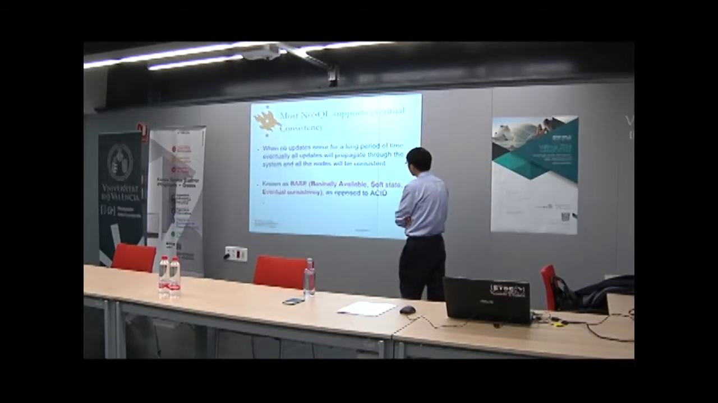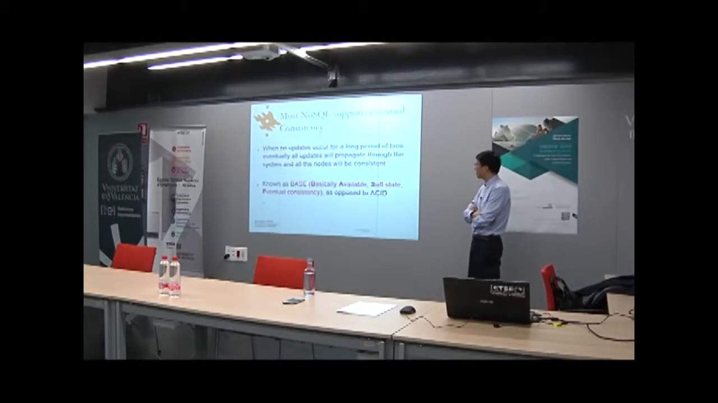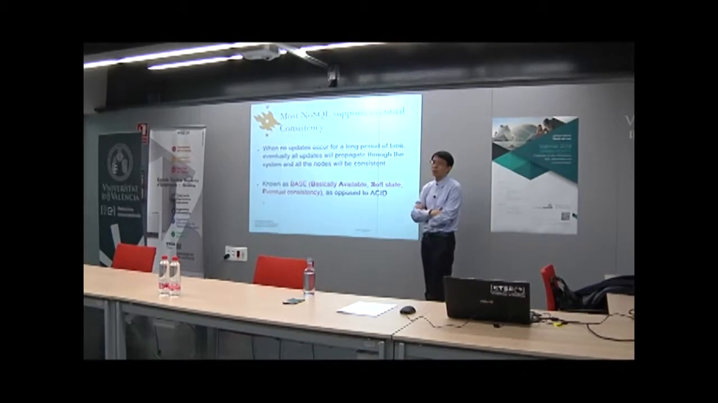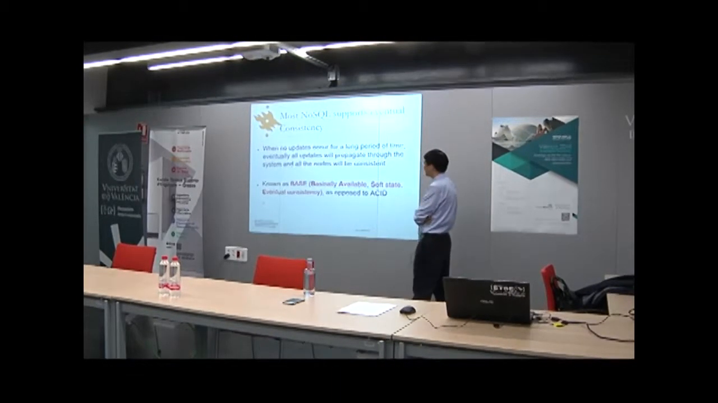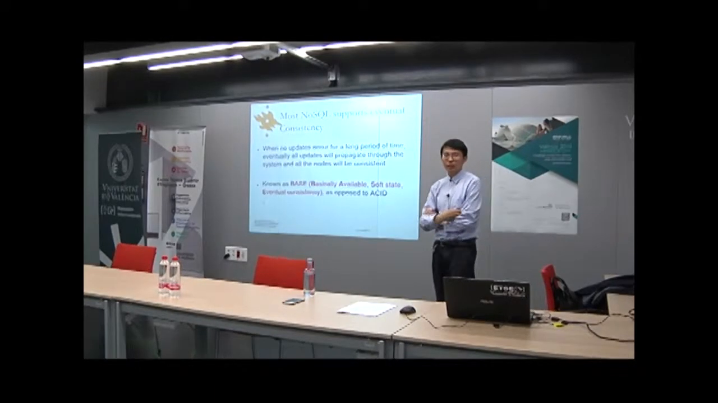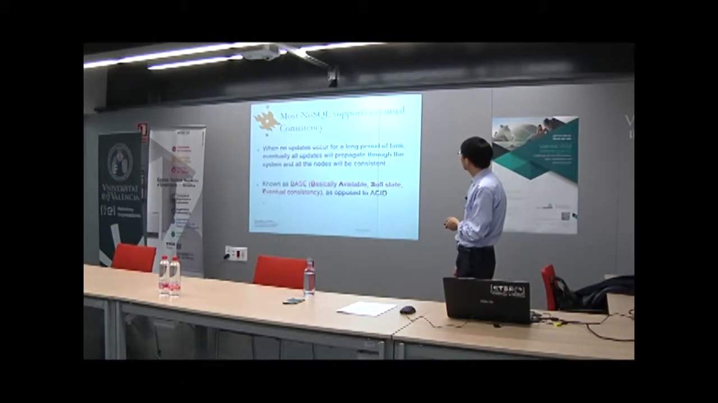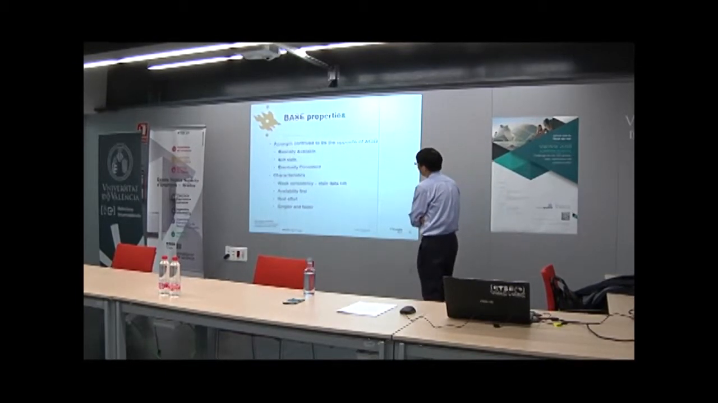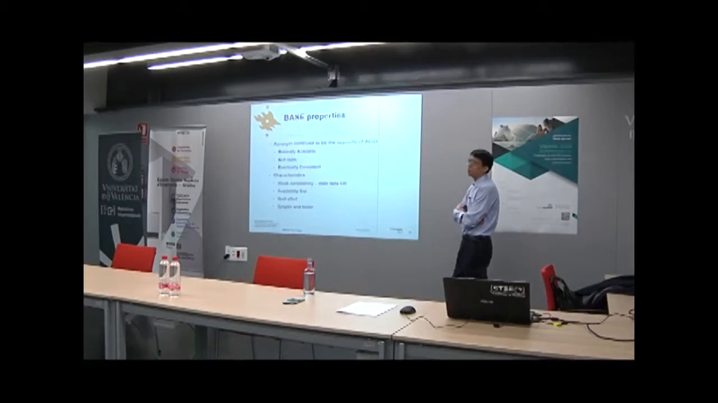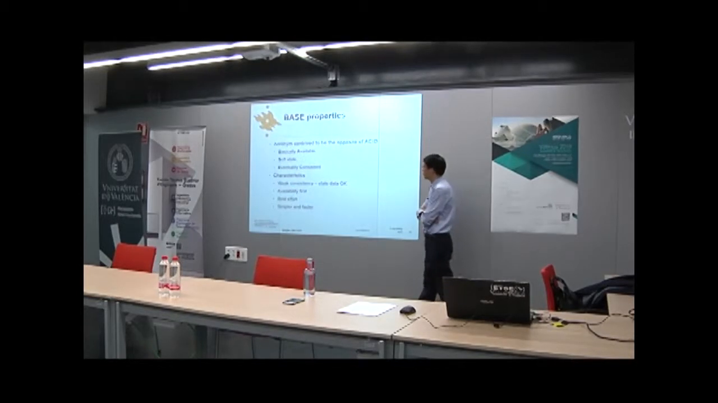Eventual consistency can be defined as BASE, B-A-S-E. BASE means basically available, soft state, and eventual consistency. So we call it the BASE consistency model, which is opposed to ACID. So BASE means basically available, soft state, and eventual consistency. NoSQL databases can support only BASE properties in most cases.